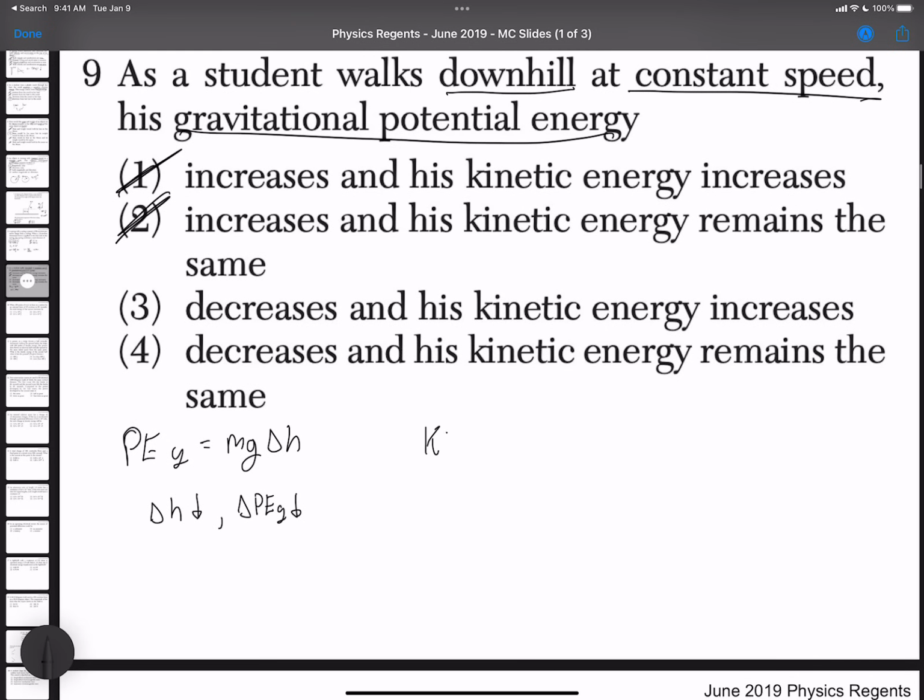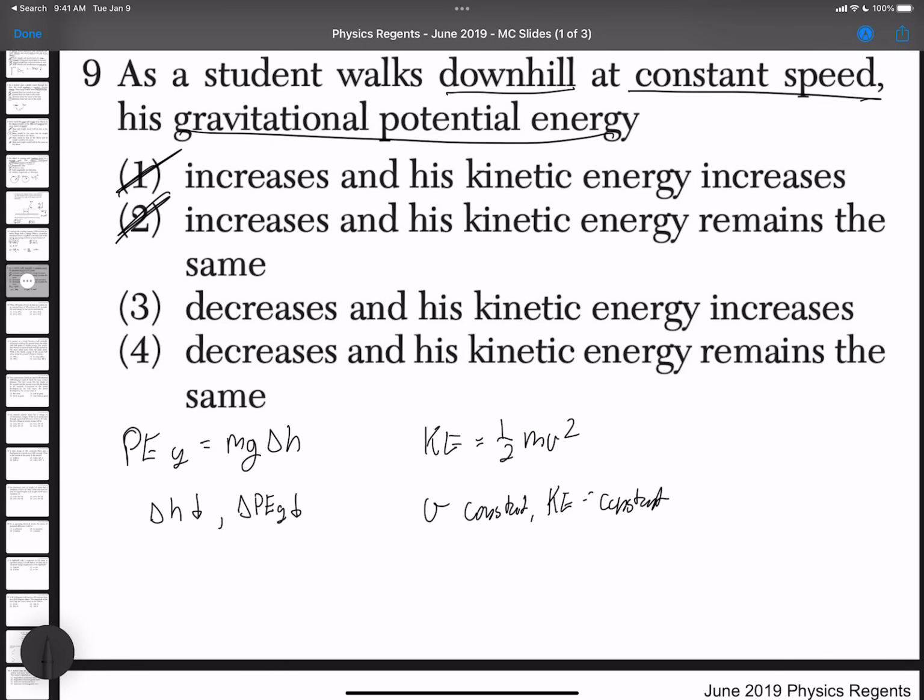Kinetic energy is 1/2 mv squared. Both of these equations are on page 6 of the reference table. Well, if v is a constant, then what can you say about the kinetic energy? Well, I can say that the kinetic energy is a constant.